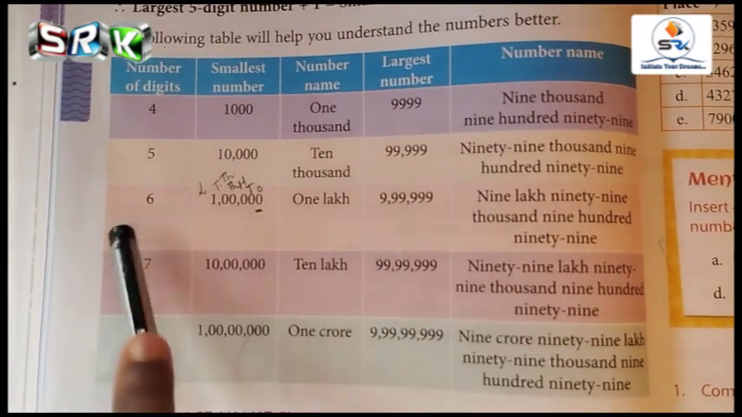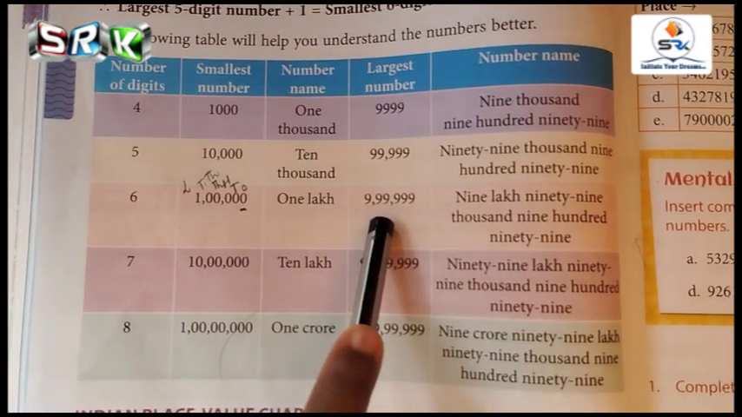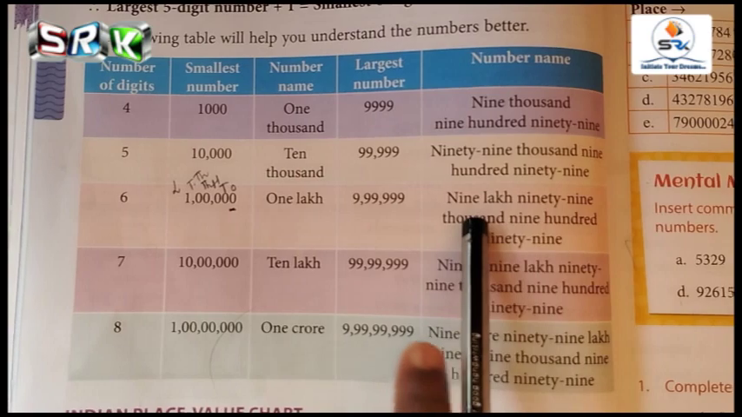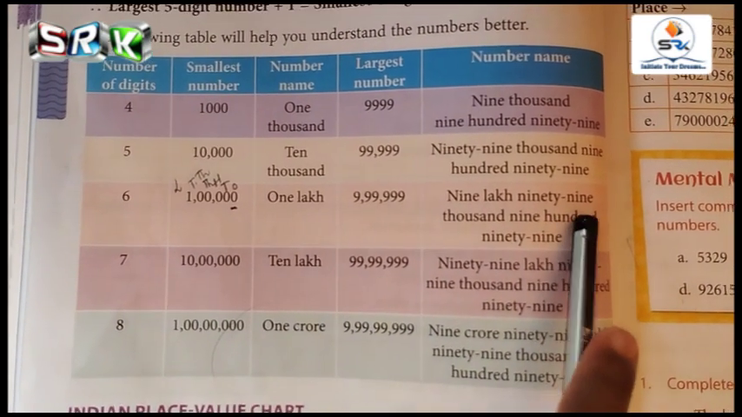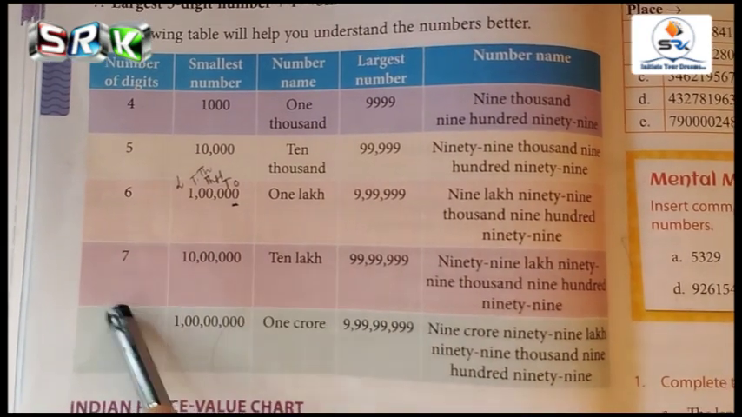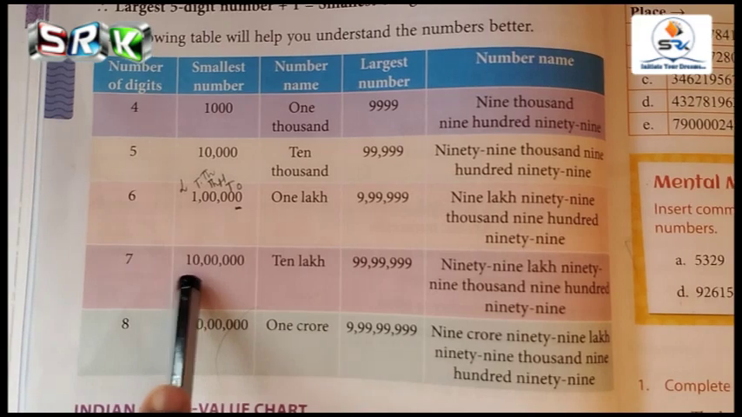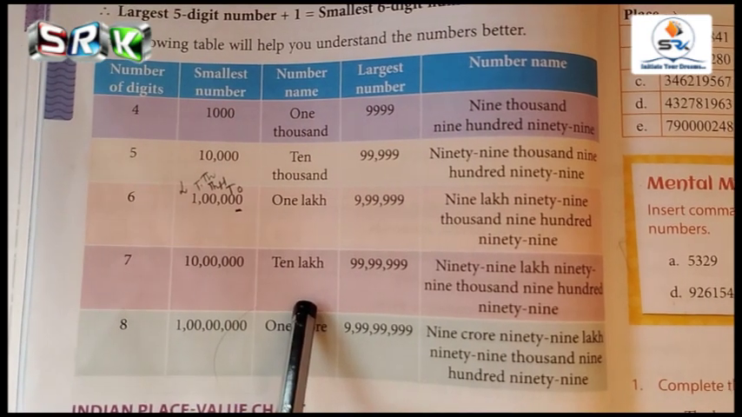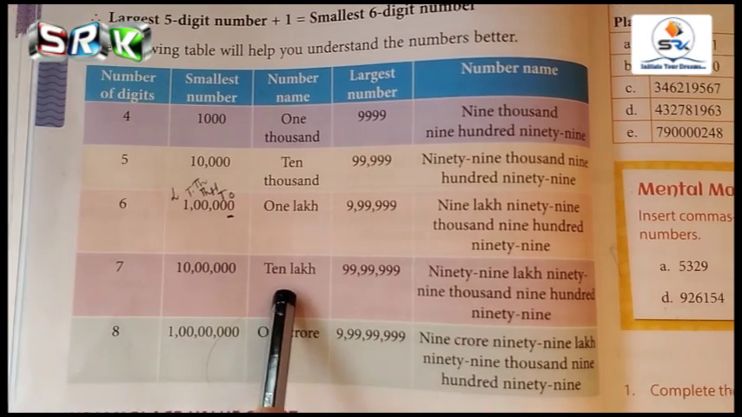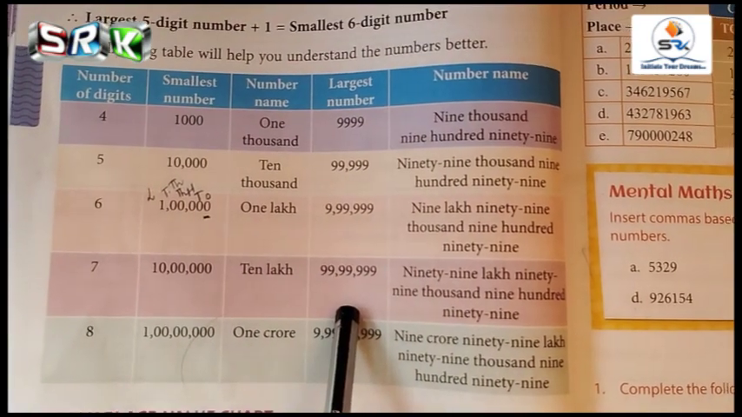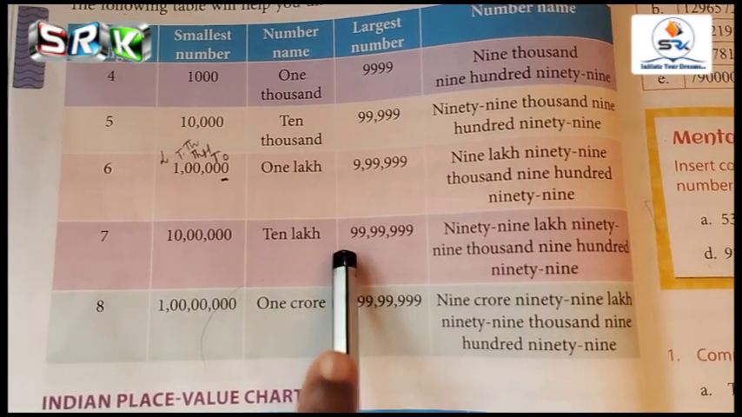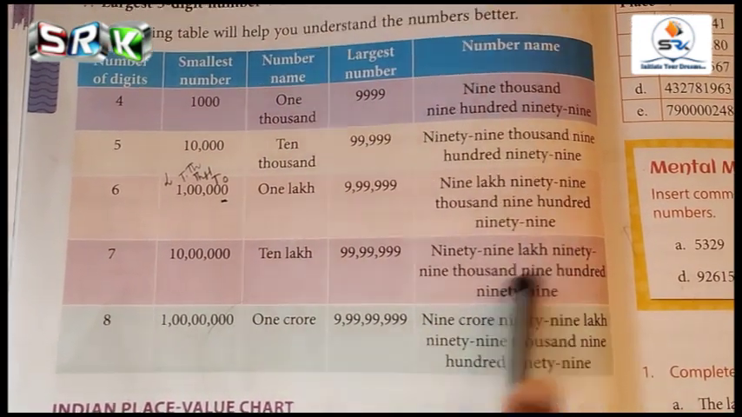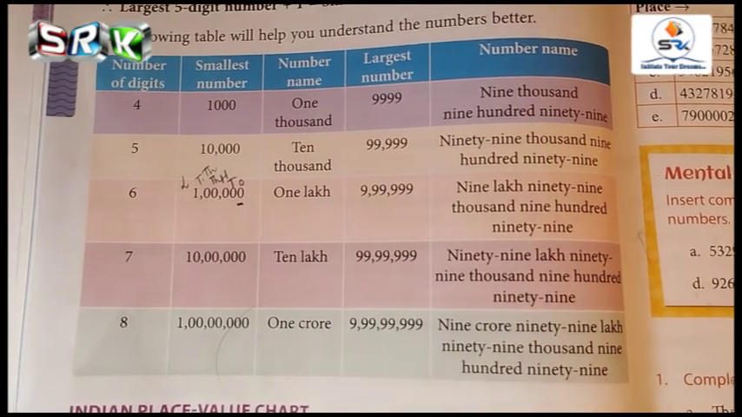Then next, the largest 6-digit number is 9,99,999. Okay, how can you write it as a number name? Follow the same method and write the number name. Next one is 7-digit numbers. So one extra digit is added in 7-digit numbers. The smallest 7-digit number is 10 lakh. How can you write the number name? In the same way, you write the place values and write the number name 10 lakh. Then the largest 7-digit number is 99,99,999. This is how you can read and write the number names.